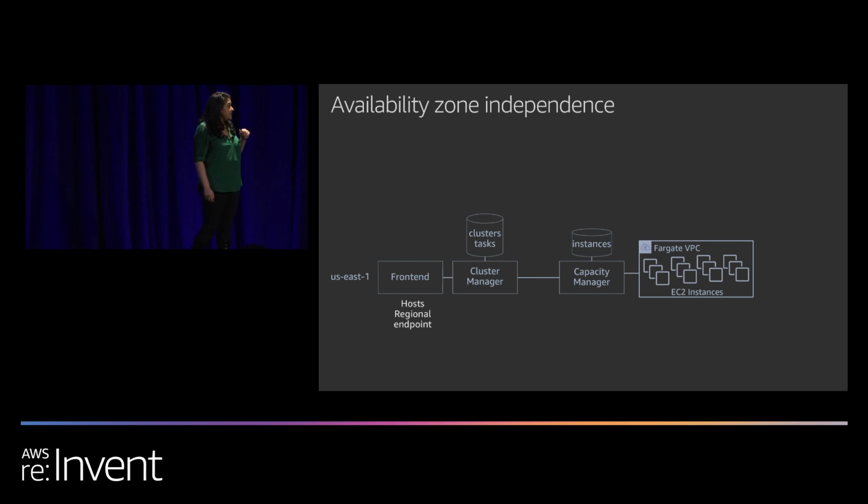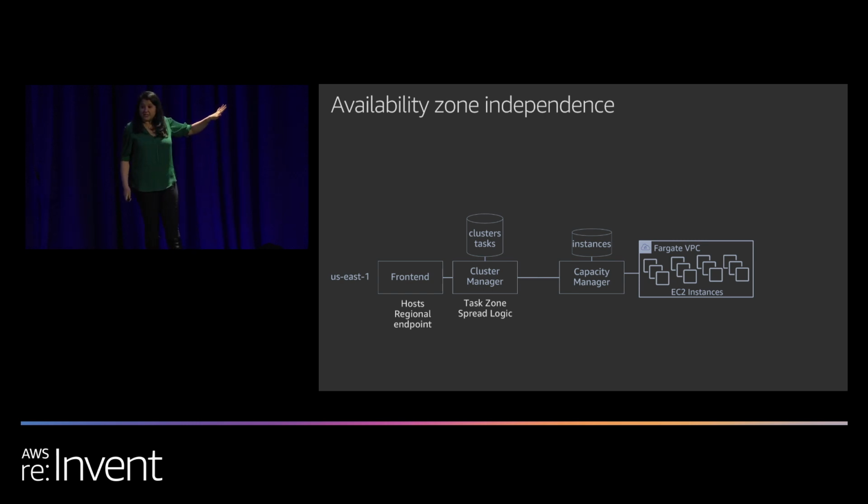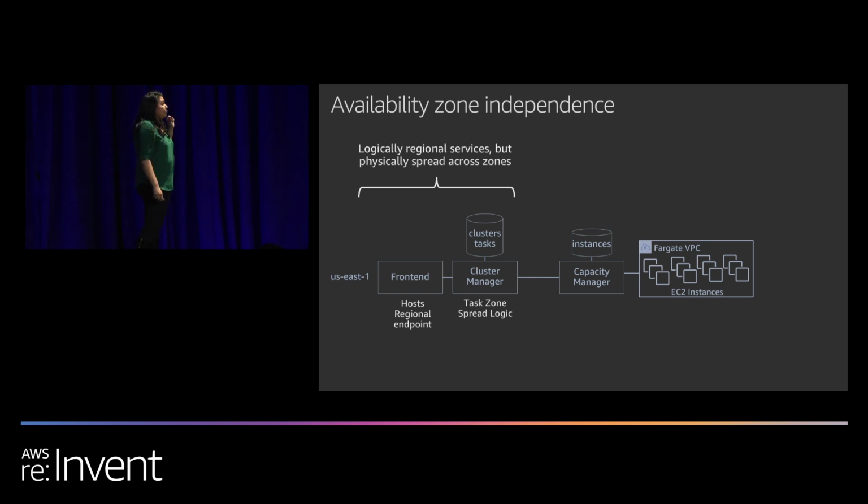The cluster manager service keeps state about your clusters. And again, a cluster is a regional construct because you can launch tasks from different availability zones into the same cluster. And also, the zone spread logic that we talked about actually lives in the cluster manager service. So we can't really split this service into zonal services either. They're logically regional services, but the physical servers underneath these services are still striped across the different availability zones.